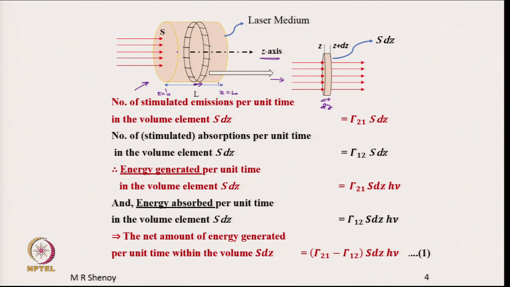So, we consider a thin slice of this laser rod or laser medium of thickness dz at some z. Therefore, the volume of this element is S times dz, where S is the cross section. So, the cross sectional area multiplied by the thickness dz will give us the volume of the thin slice or element.